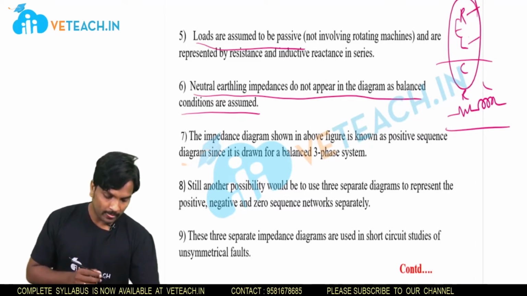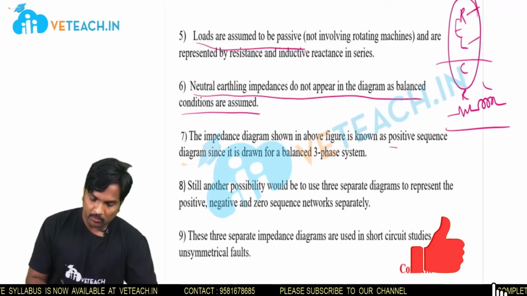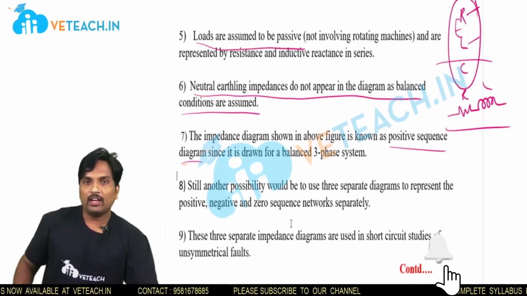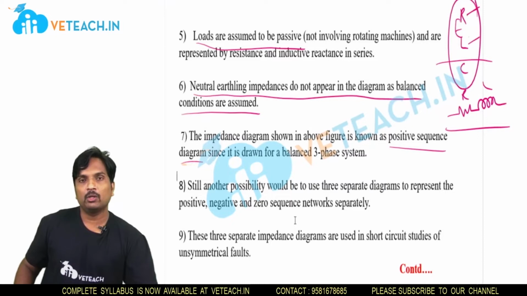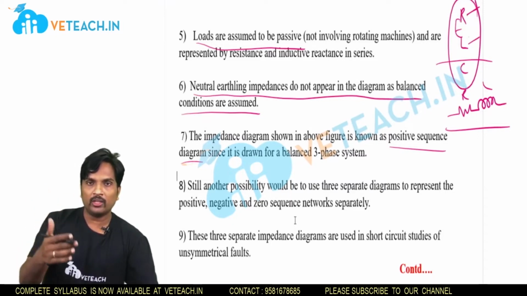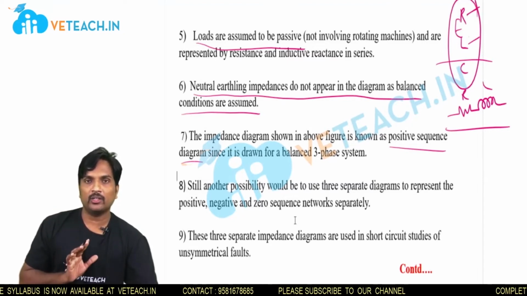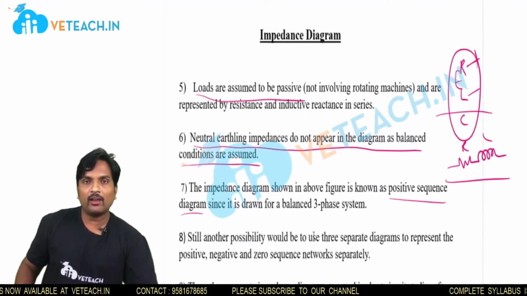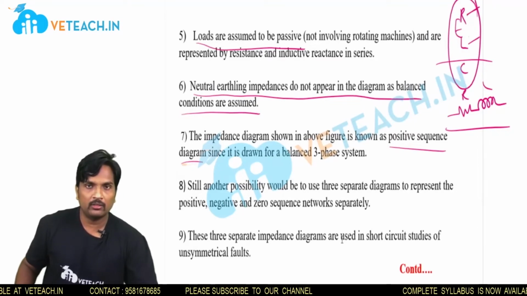The next one is the impedance diagram shown in the above figure is known as the positive sequence diagram. We have positive sequence, negative sequence and zero sequence. We will learn about these three sequence networks in the upcoming chapters. Here just keep the point of positive sequence in mind, that's it. The impedance diagram which we have drawn from the single line diagram is purely a positive sequence network.